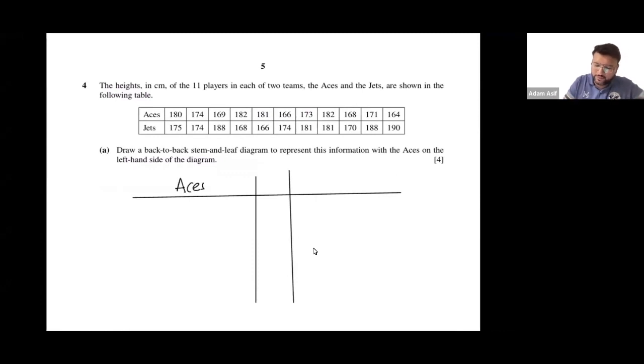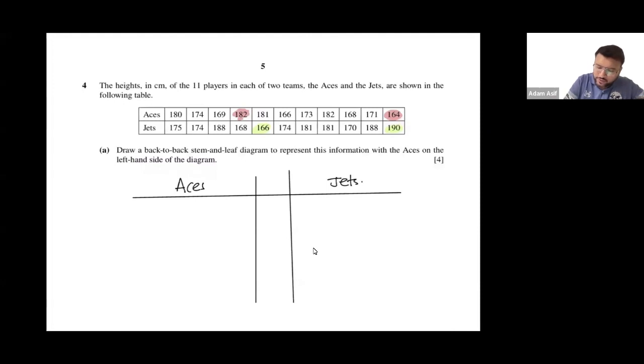Aces team is going to be on the left and jets are going to be on the right. For aces, the least value is 164 and the highest value is 182. For jets, the least value is 166 and the highest value is 190. So this gives us an idea of how we have to make this stem and leaf plot.